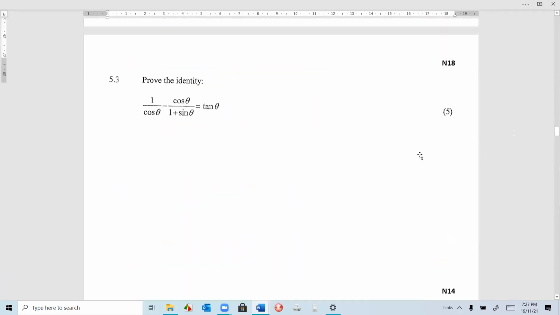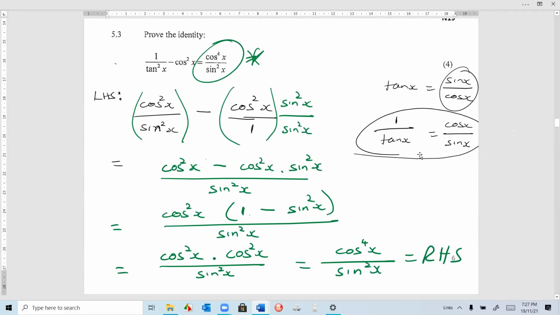Sorry, sir. So that question in the beginning, why couldn't you just cancel? Because there's a minus sign in between. You can only cancel if it's a multiplication. There's a minus sign in between, so we got to find an LCD. Remember, addition and subtraction of fractions, you find an LCD and make the denominators the same. On multiplication and division, we can do our canceling tricks.